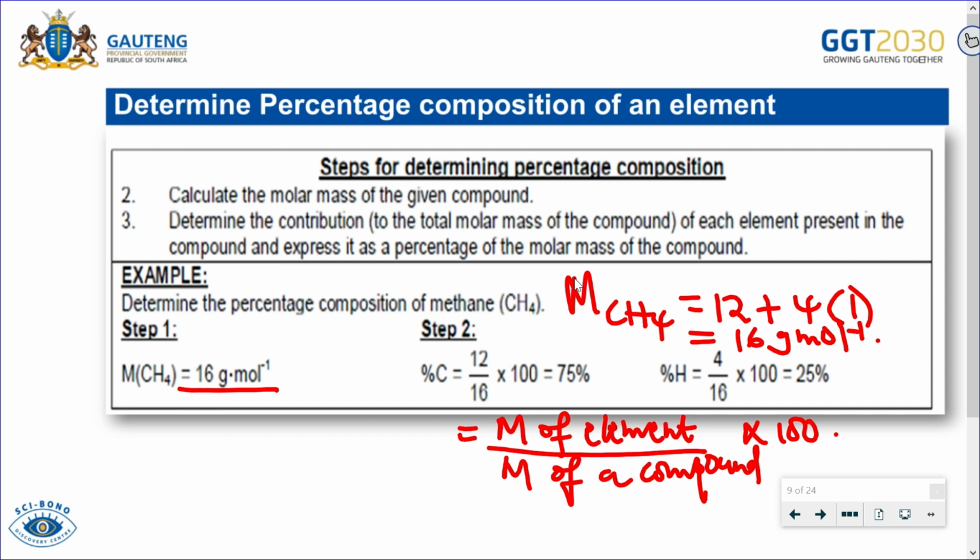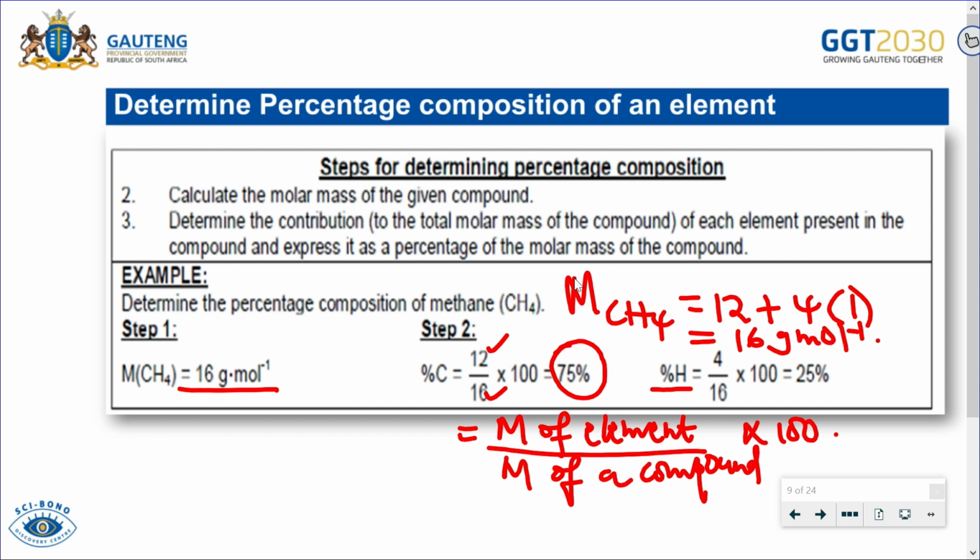So what is the molar mass, for example, for carbon in methane? The molar mass of carbon is 12, right? And the molar mass of methane is 16. So you have 12 divided by 16 times 100. So the percentage of carbon in methane is 75%, right?